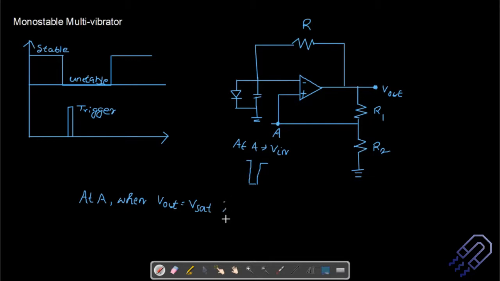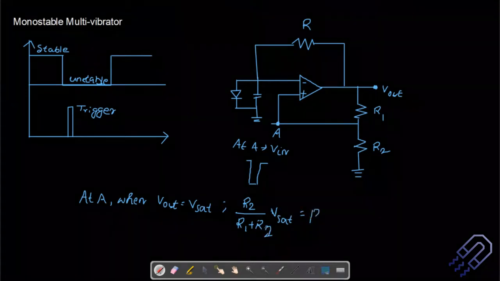At that particular point, if you want to measure what is the voltage at this point A, we can simply say that this is at A, R2 divided by R1 plus R2, into V sat. So whatever is the output that we have, this V sat can be written as beta V sat.